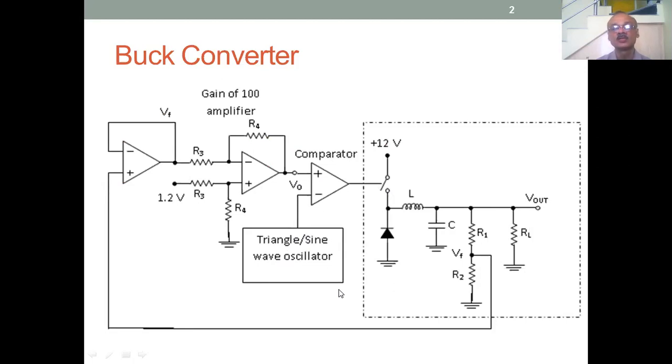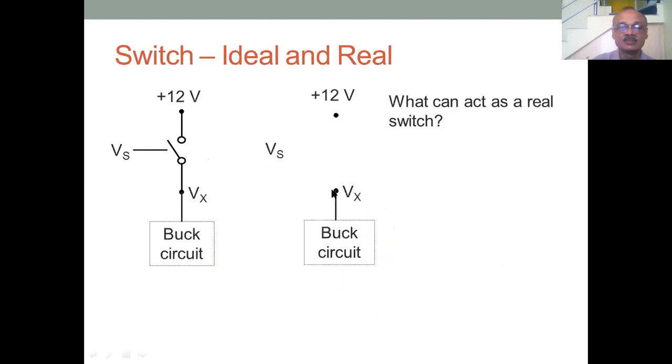And then we'll go back to bipolar transistor circuits, which is where Professor Madhav Rao had left off before the midterm exams. Okay, so let's get on with the switch now. So till now we've assumed an ideal switch. So 12 volts, Vx, the buck circuit, and Vs is the output of the comparator. So the question is, what can act as a real switch? What do you think?